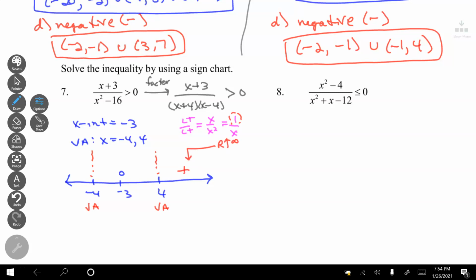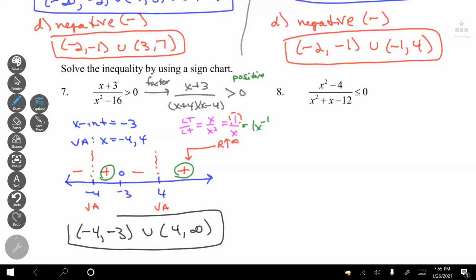And I'm going to alternate. There's no bouncers here. So I'm going to go negative, positive, negative. Now, both ends are opposite because if we really look carefully at this, this is really equal to 1x to the negative 1. That is an odd number. The left side should be the opposite. But now over here it says greater than 0. I want the positives. I want where the plus signs are located. I want the regions that have the plus sign. So the plus signs would be negative 4 to negative 3 in union with 4 to infinity. And that would be my solution.